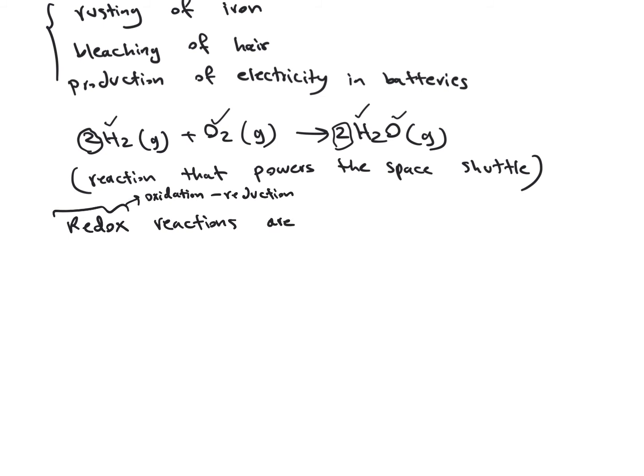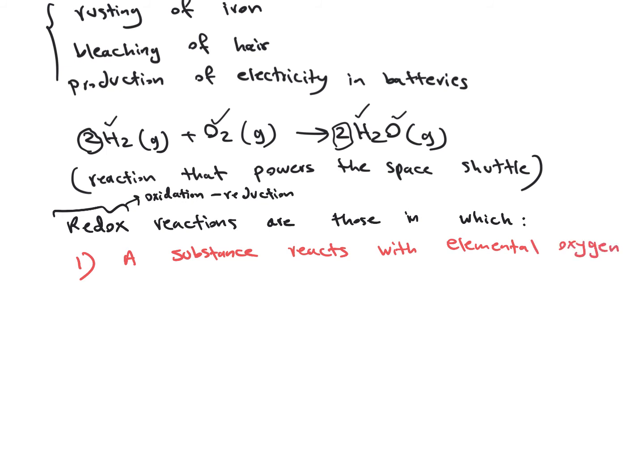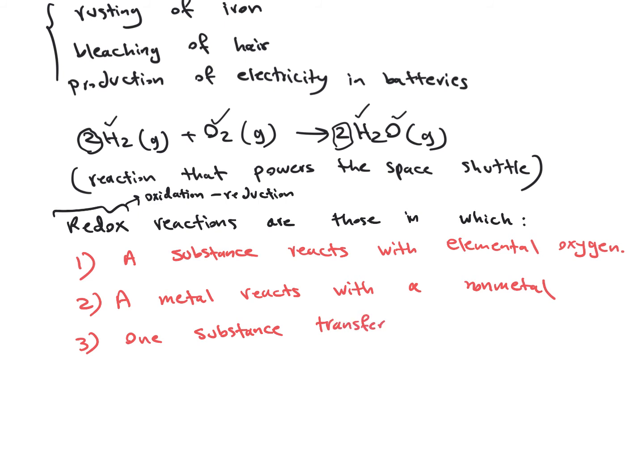Redox reactions are those in which, I'm gonna write this with red, 1. A substance reacts with elemental oxygen, or a metal reacts with a non-metal, or more generally, one substance transfers electrons to another substance.